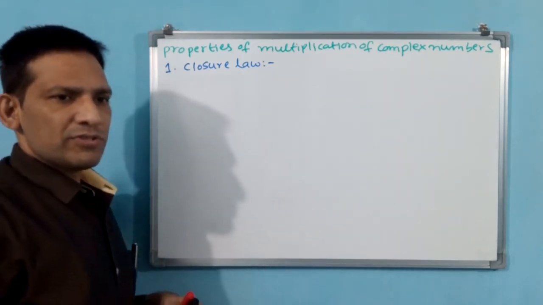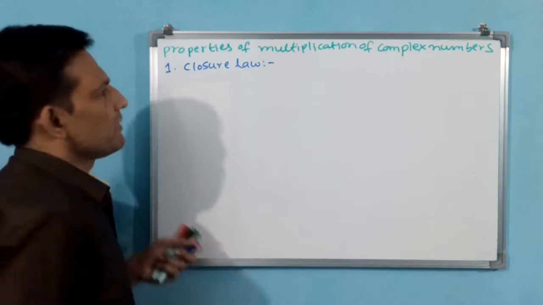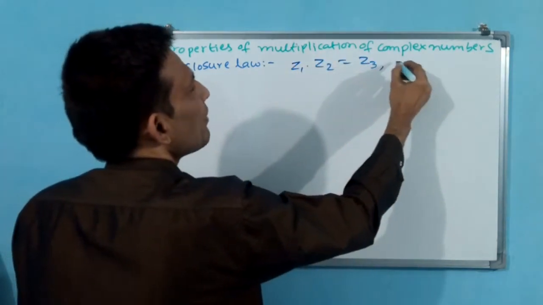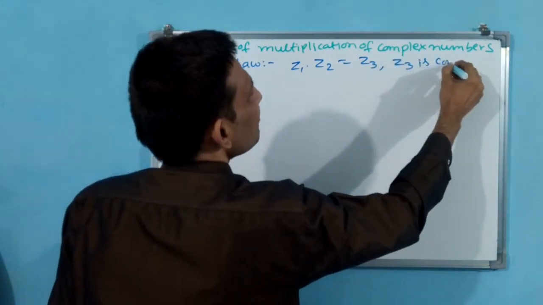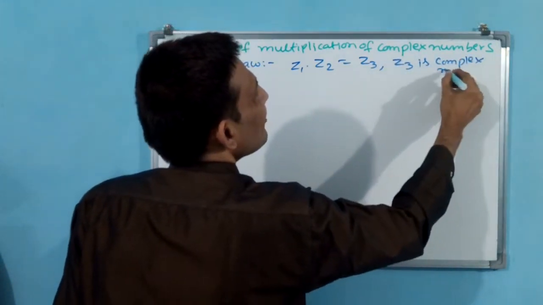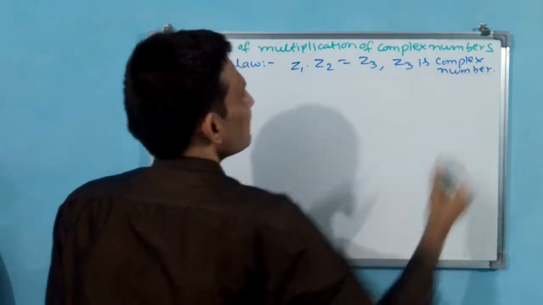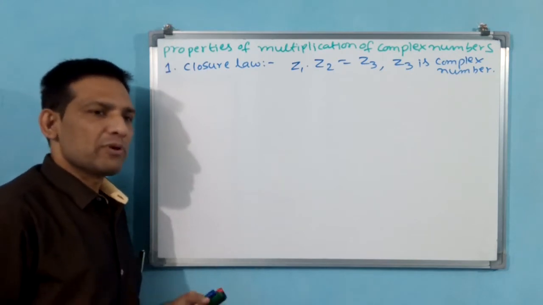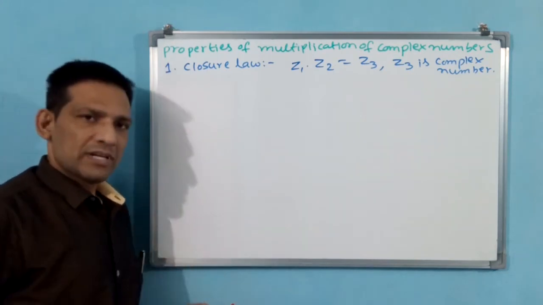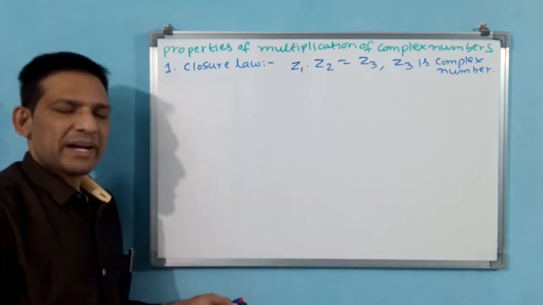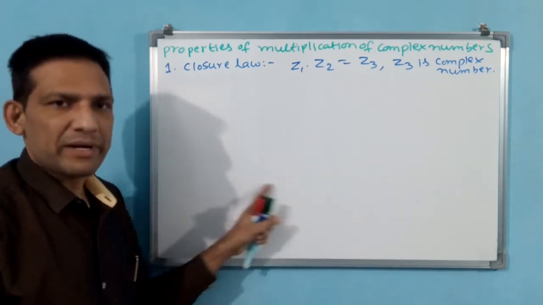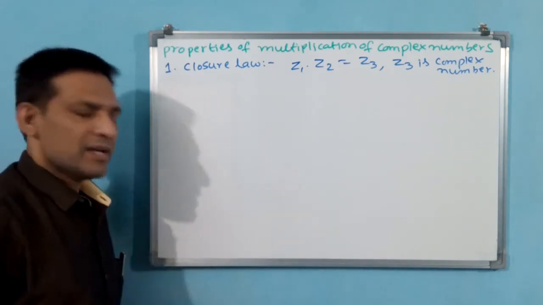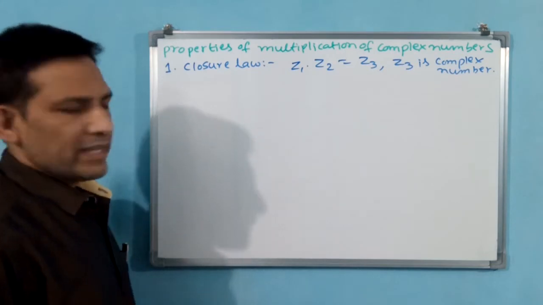Z1 into Z2 is equal to Z3, comma, Z3 is a complex number. Write down: Z1 into Z2 is equal to Z3, comma, Z3 is a complex number. That is called closure law. That means two complex numbers you have taken, again a complex number only has come. We have seen practically also, two complex numbers we have taken and multiplied, and the final result has also come as a complex number. That is why closure law is valid.